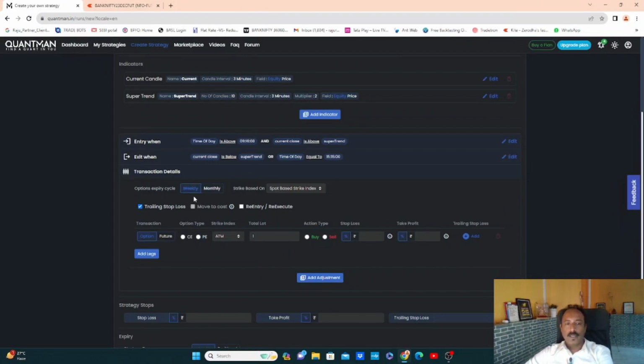So let us keep it a weekly option, and here we will have a strike base. Those who are new to options should be aware of ATM, OTM, and ITM. There are three types of options usually. At the money is the same strike rate where the Nifty is. Suppose Nifty is trading at 20,500. So 20,500 will be the at the money strike rate. In the money, it should be 100 below, that is 20,400 will become in the money and 20,600 will be the out of the money.